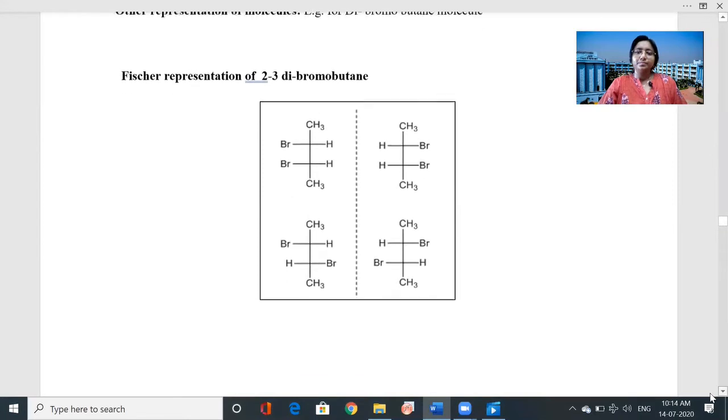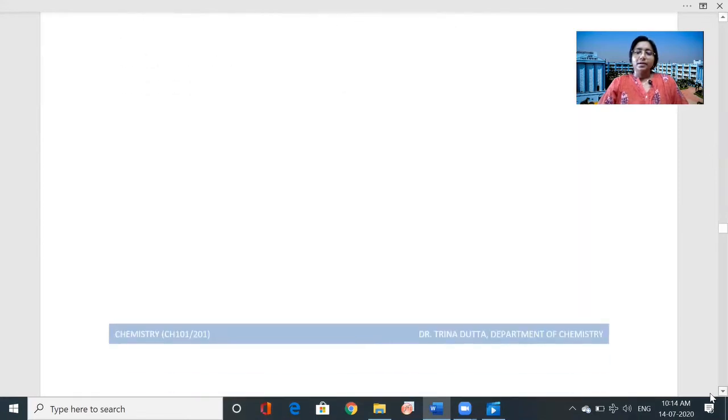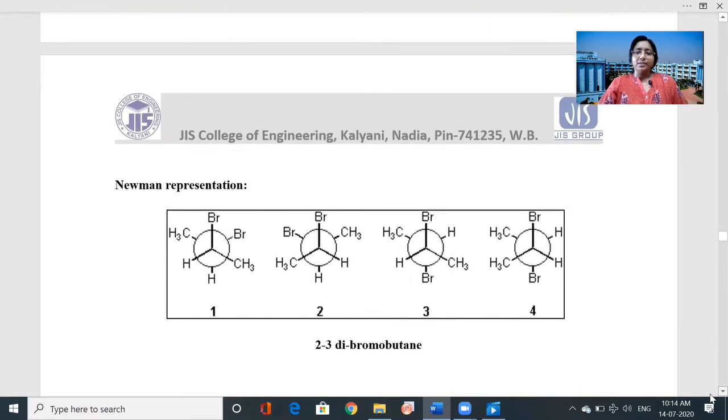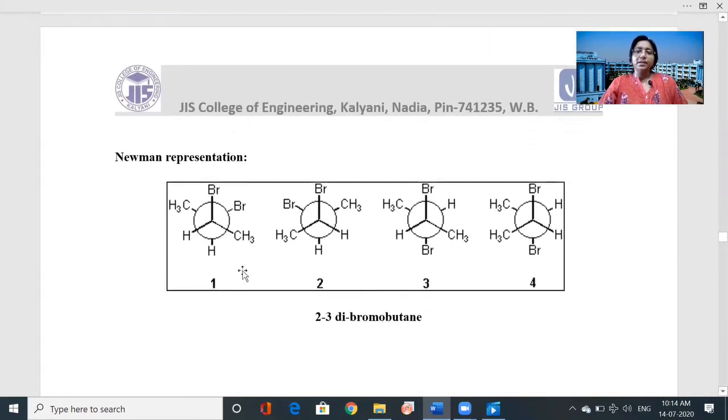Next is the Newman representation. Here you can observe, in the front side there is a big circle, and at the back side there is a small circle. The big circle represents the front carbon, and at the back side there is the back carbon. So how do we get this type of representation? If we look at the molecule from the front side, we get this representation, that is called the Newman representation.